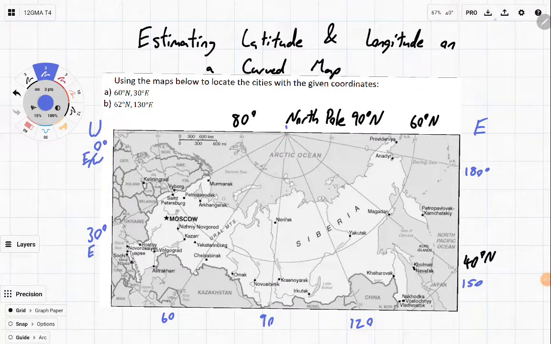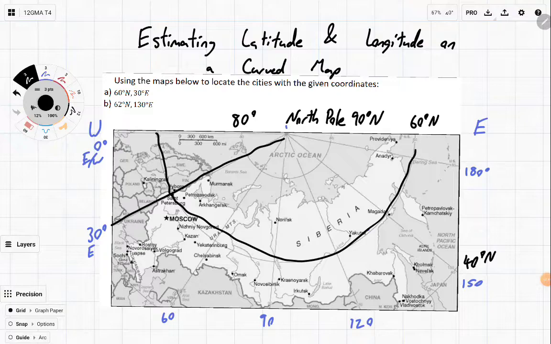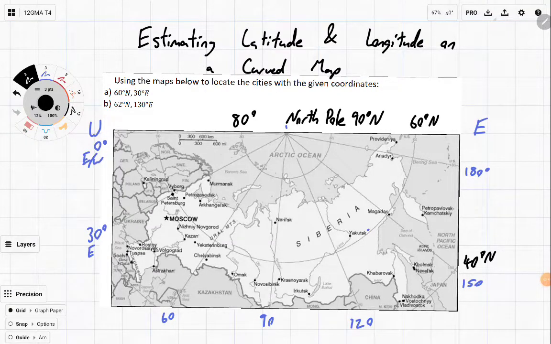Alrighty, so let's try to find some places. So the first one's at 60 degrees north, 30 degrees east. So remember, north is this circle, so it's somewhere on this circle here. That's what the 60 degrees north means. And 30 degrees east means it's going to be on this line as well. And so we can intersect these two lines and have a think about which one's the closest. And in this case, the closest would be St. Petersburg.